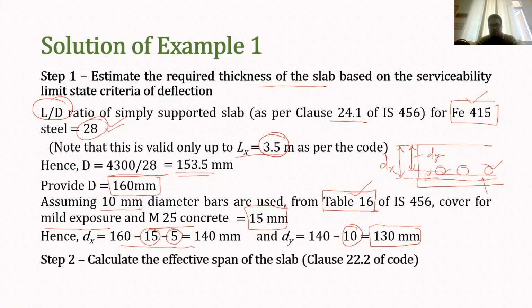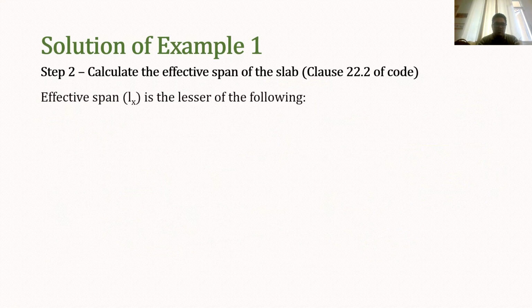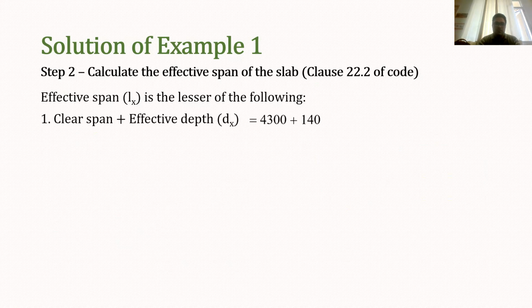Now the next step is to calculate the effective span, which is Lx and Ly. So first we will calculate the Lx value, and we know that the Lx value for a simply supported slab will be the lesser of clear span plus effective depth. This is what we have done in one-way slab also. In this it will be effective depth, because we are calculating for the shorter span. So for the shorter span we will be using d as dx. So clear span plus dx is 4440 mm.